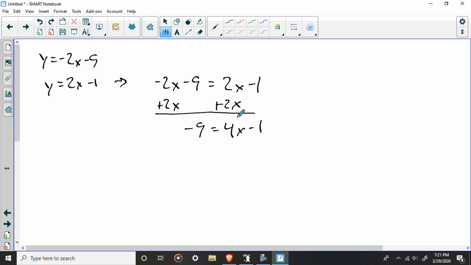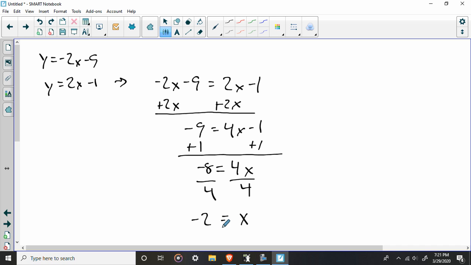Now that I got my x's on this side, I need to get my numbers over on the other side. Opposite of minus 1 is plus 1. I got a 4x. Negative 9 plus 1 is going to be negative 8. And again, whenever you can, leave your division to the last step. So x is equal to negative 2.